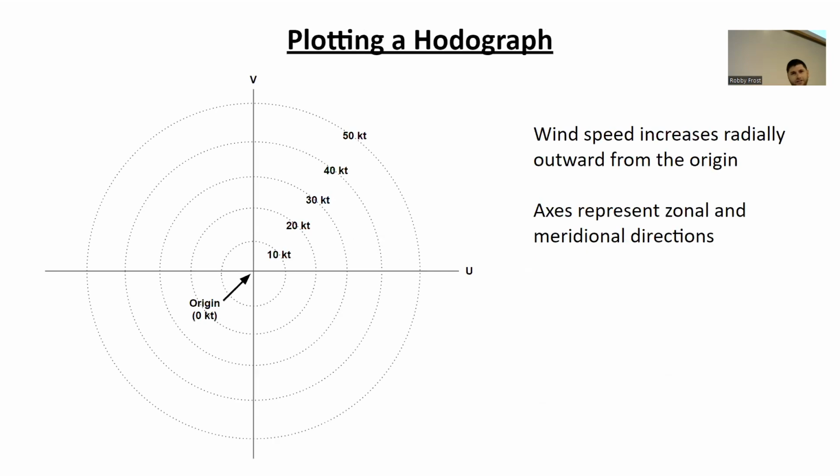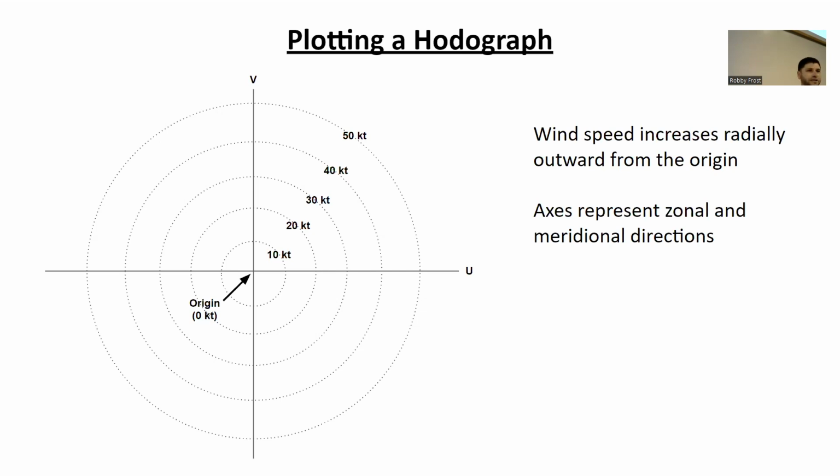So let's just see how a Hodograph is plotted to start. We're going to use a polar coordinate system for this. Most people should be familiar with that from their classes so far. The way this plot works is from the origin, wind speed increases radially outward. So each ring, as you get further away from the origin, is stronger speed. The origin represents 0 knots, so that's essentially a calm wind. 0 knots, 0 direction.